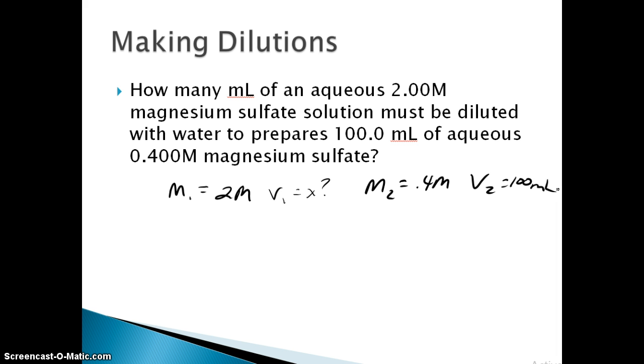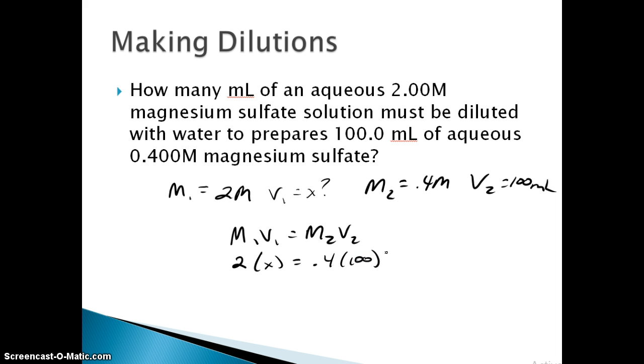Because we have all of the information but one from our equation, M1V1 equals M2V2, solving this should be relatively easy and straightforward. We have 3 pieces of information. We're missing 1. We can plug in and solve. So M1 is 2, so 2x equals 0.4 times 100.